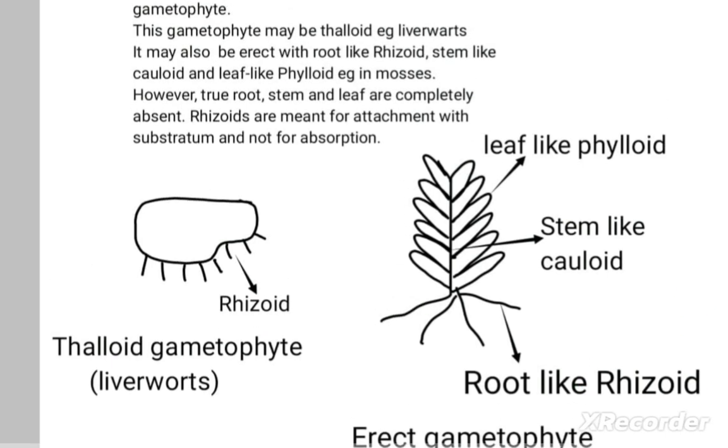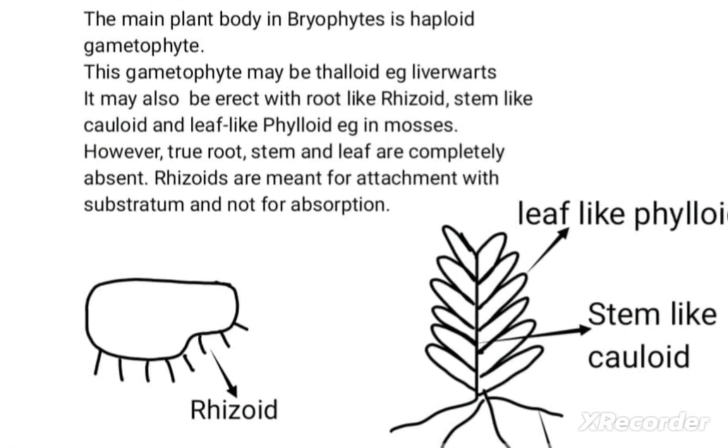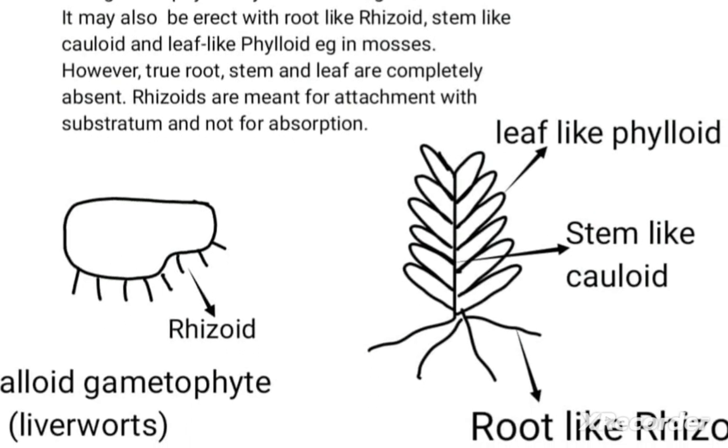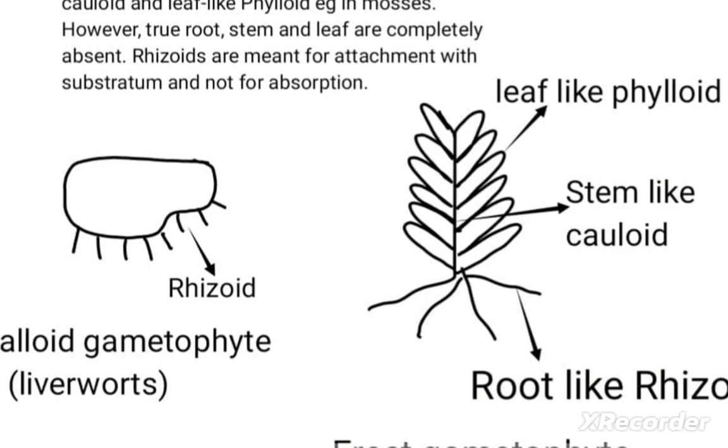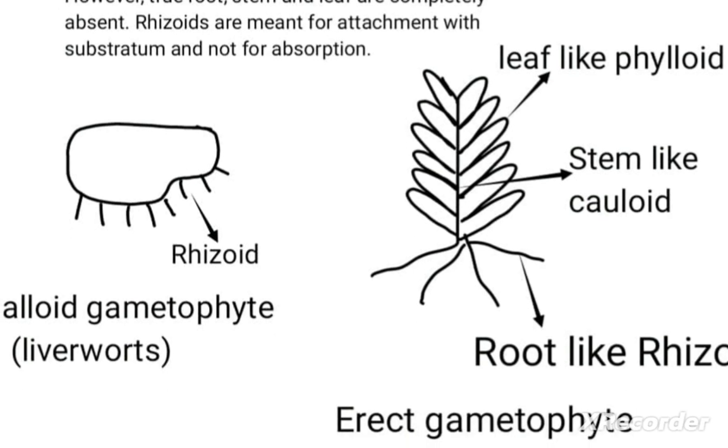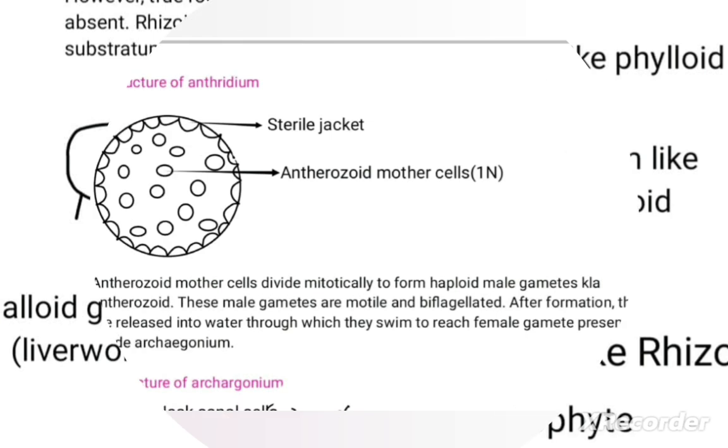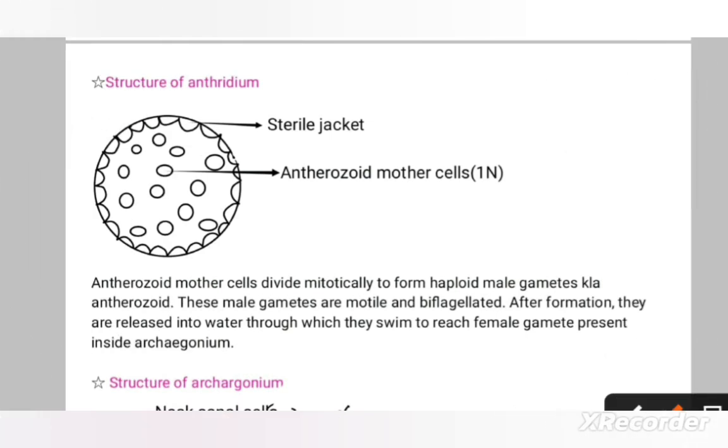We can also read it from here that this gametophyte may be thalloid, for example in liverworts, and in mosses it is erect with stem-like caulloid, leaf-like phylloid and root-like rhizoid structures. And these rhizoids, because these are not the true roots, are meant for attachment with the substratum and not for absorption. Further moving, we would be covering the structure of antheridium and archegonium.